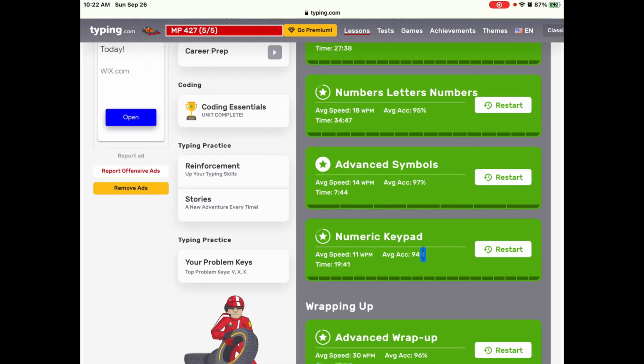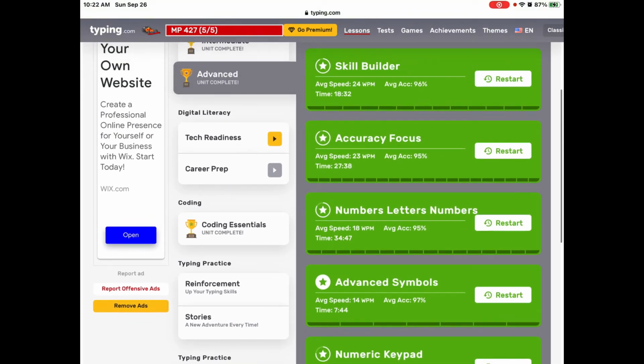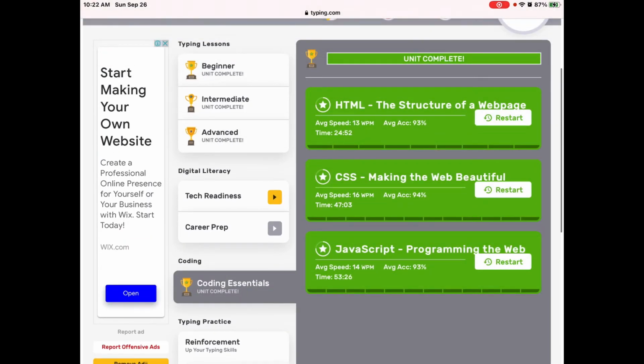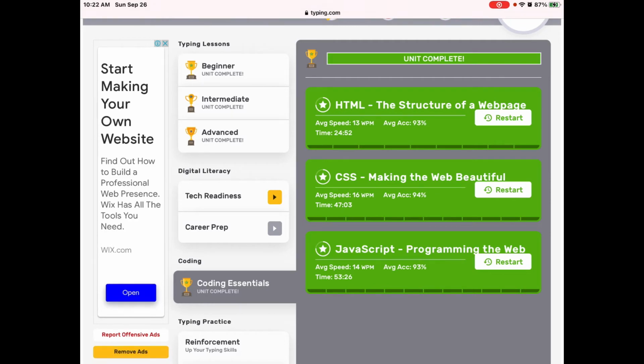I don't have a numeric pad on my keyboard, so I just use the numbers at the top, and we know when we code we have to use a lot of numbers, so that's 11 words per minute, which is not good at all. In any case, what I realized was that if I go to the coding essentials, this coding essentials is for practicing typing using code. So it's much more difficult because you're using symbols, greater than, less than signs, numbers, forward slashes, all that good stuff.